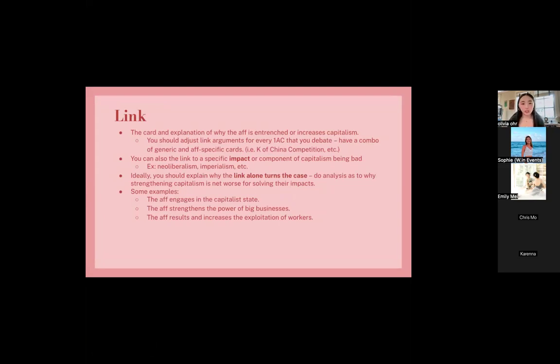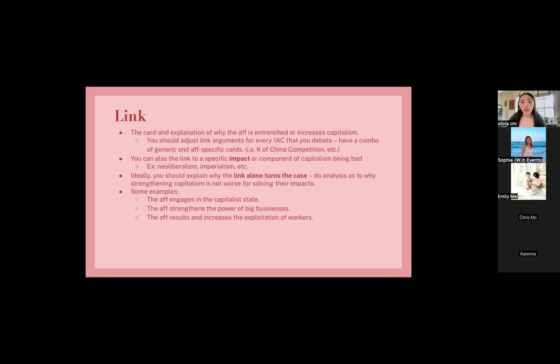For example, on top of just having an IP as capitalist card, you should also maybe incorporate a K that's a critique of China competition, or viewing China as a rival for economic or technology related reasons as bad or capitalist.